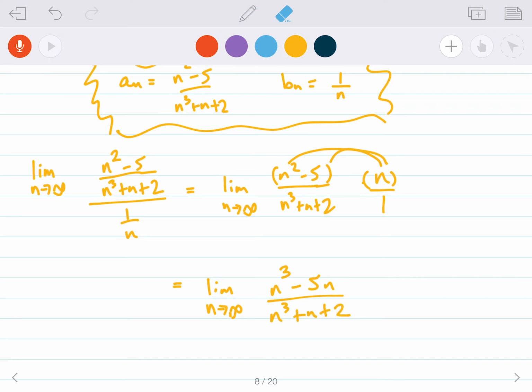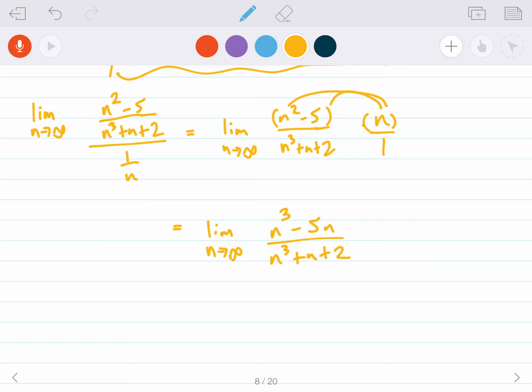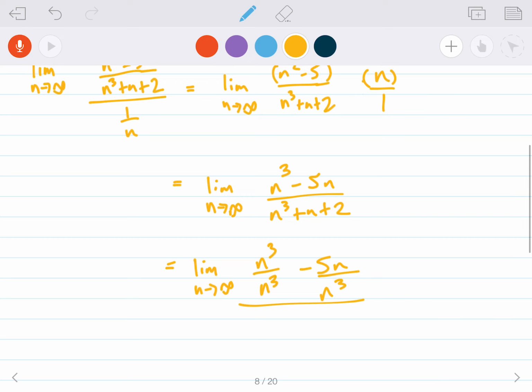Okay, so let's take the limit of this, and we're going to use our little trick where when we have limits going to infinity, we can divide top and bottom by the highest power term to clean it up. So what this is going to give us is the limit as n goes to infinity of n to the 3 over n to the 3, that's the highest power term, minus 5n over n to the 3, over n to the 3 over n to the 3 plus n over n to the 3 plus 2 over n to the 3.